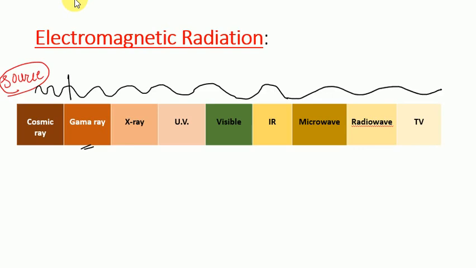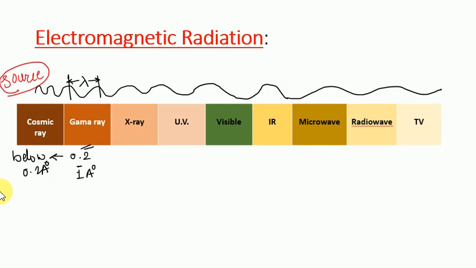The wavelength is denoted by lambda, and it is a length, so it may be measured in meters, nanometers, or angstroms, depending on the value. So the cosmic ray has a very short wavelength. After the cosmic ray comes the gamma ray. The range of the gamma ray is 0.2 to 1 angstrom, and below 0.2 angstrom is the cosmic ray.